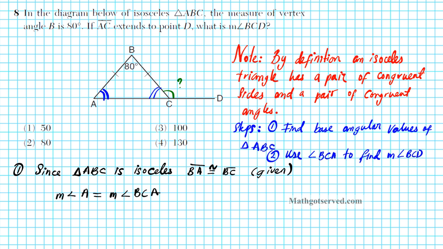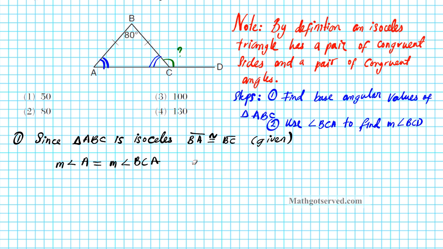All right, now with that in mind, we can use this fact to set up an equation. Using the triangle angle sum theorem, we can set up the following equation. Measure of angle A plus measure of angle B plus measure of angle BCA is equal to 180 degrees, using the triangle angle sum theorem.